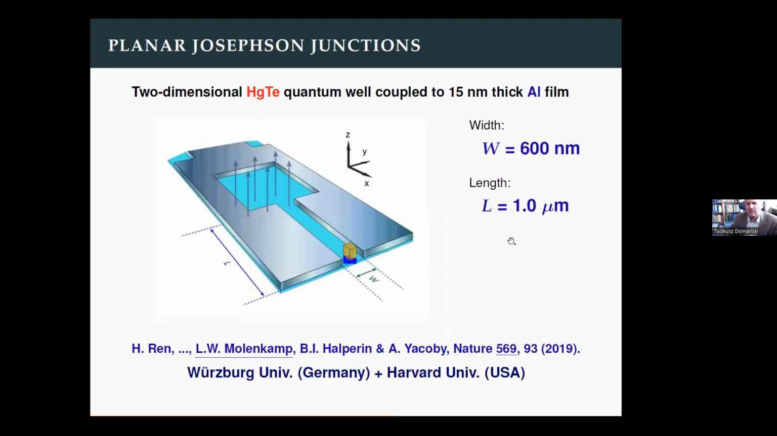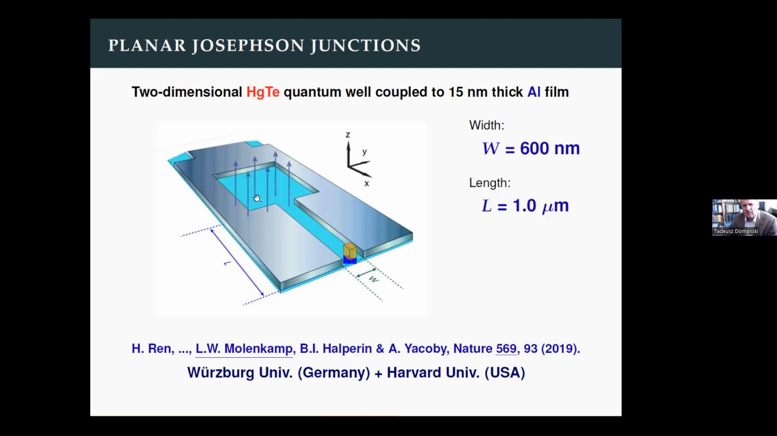And the other method was done with a tellurium mercury quantum well. This is the group of Laurens Molenkamp in cooperation with theoreticians from Harvard University. So, okay, maybe this cartoon is not quite easy to understand. So let me tell you that the superconducting part is here marked by gray color. Again, this is aluminum.